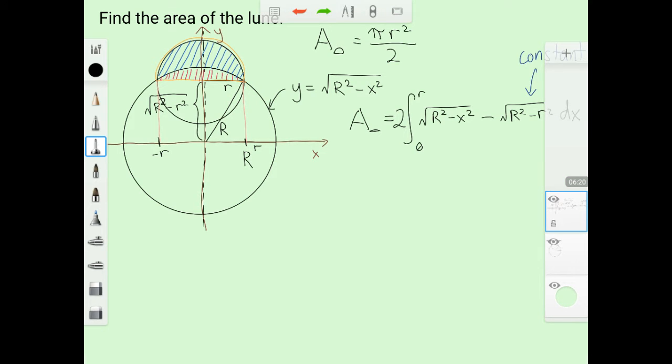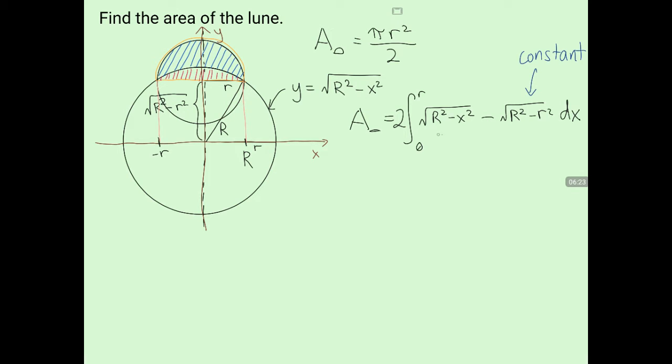So let's go on ahead and compute this. We can break this up into two integrals. So let's start by having this: 2 times the integral from 0 to r of the square root of r squared minus x squared dx, minus 2 times the integral from 0 to r of the square root of r squared minus little r squared dx.